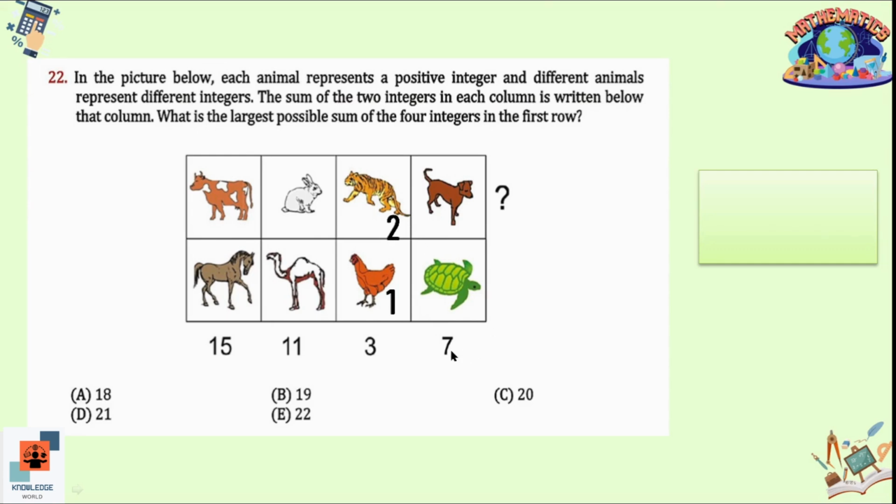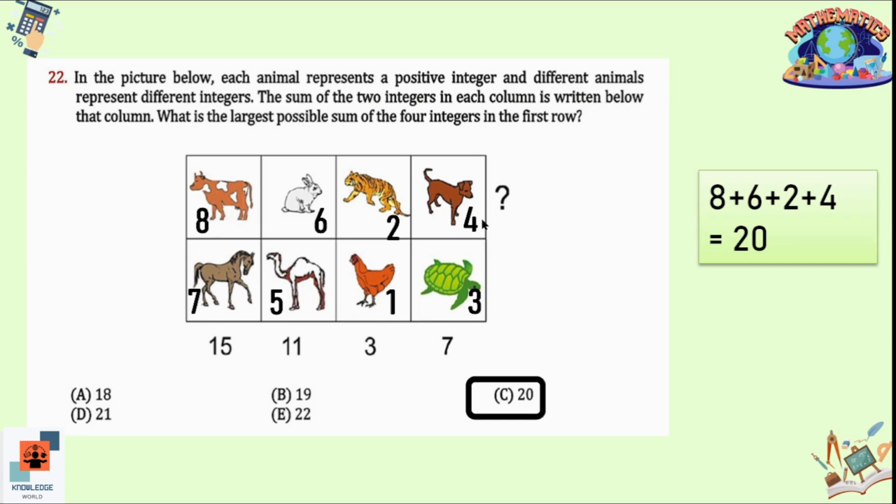Then we have 7. We know 3 plus 4 is equal to 7. So we can write 4 above and 3 down. 5 plus 6 makes 11. So we will write 6 above and 5 down. And at last 8 plus 7 makes 15. So now we can add 8, 6, 2 and 4. The total is equal to 20. So option C is the correct option. The largest possible sum of the 4 integers in the first row is 20.